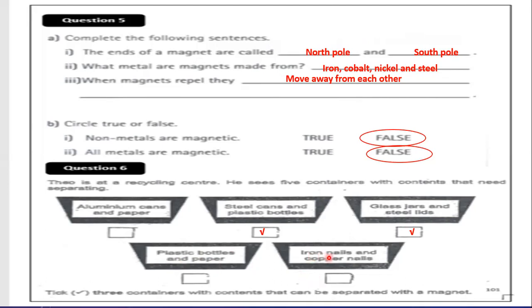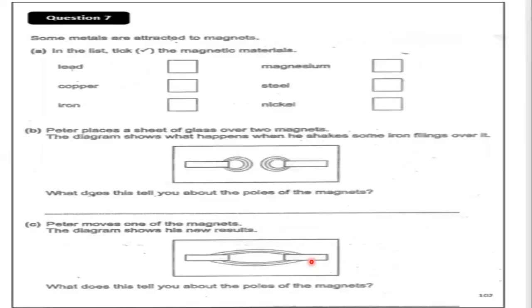The next one, iron nails and copper nails. We know that the iron is magnetic, but the copper is not magnetic, so the magnet will be perfect for separating this mixture. So this one too is going to be separated using a magnet.